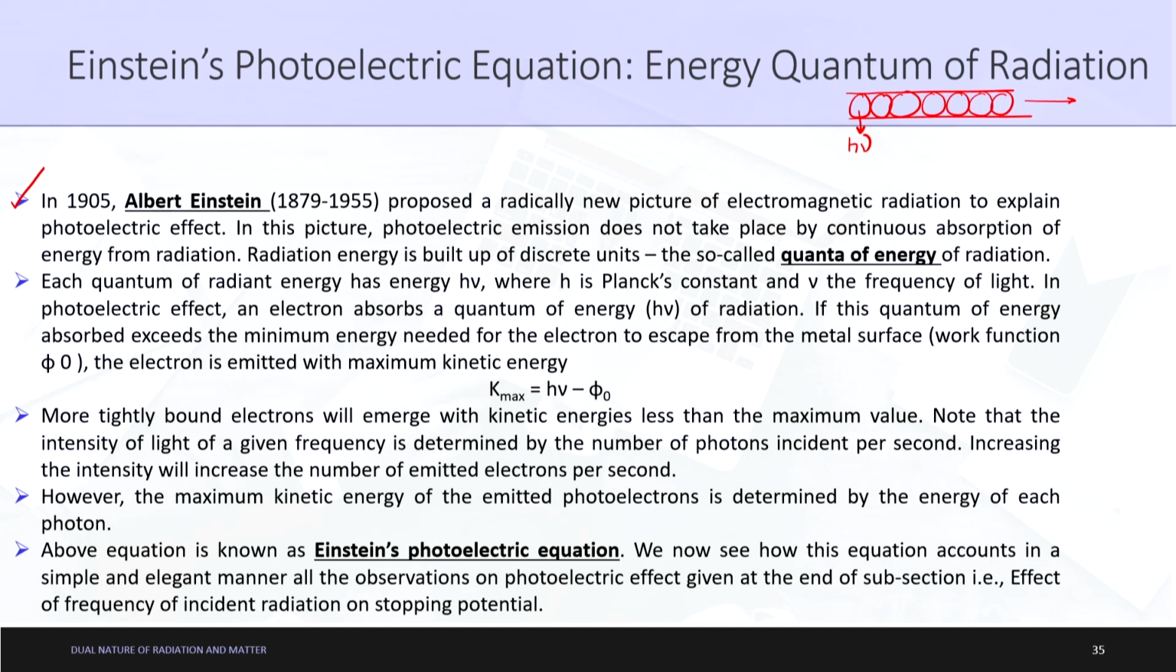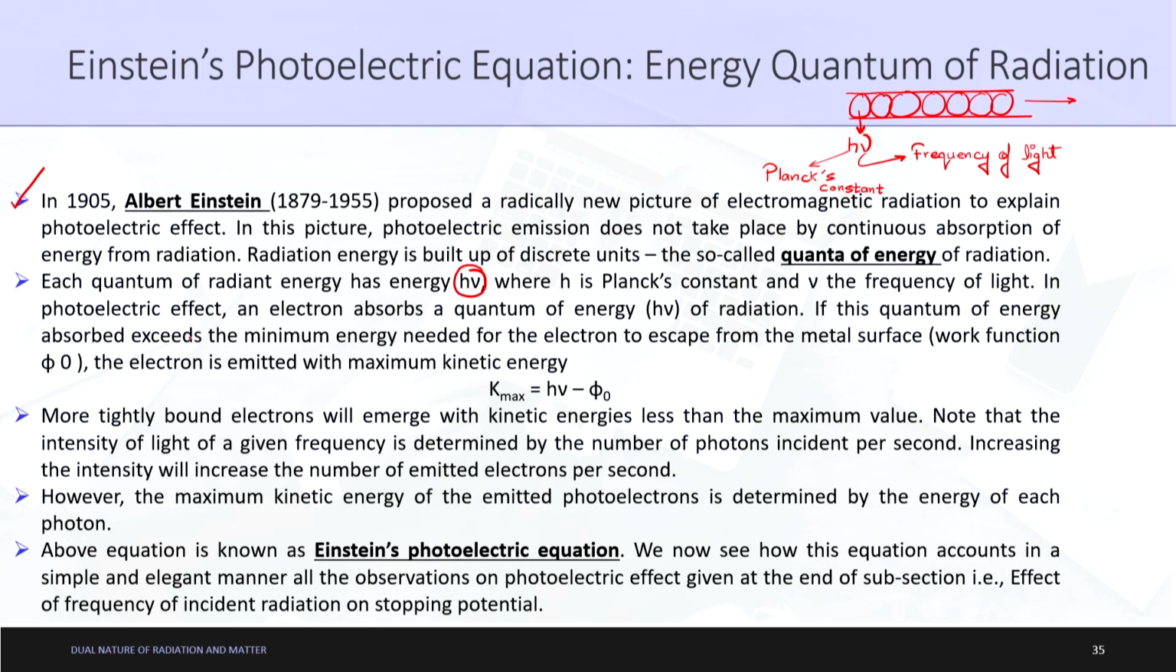Each quantum of radiant energy has energy h nu, where h is the Planck's constant. This you may have heard in your chemistry classes also. So, this is basically Planck's constant. Right, and nu is the frequency of light. Okay. Nu depends upon the different light sources, the different lights which are being input from the source. So, each quantum of radiant energy has an energy h nu, where h is the Planck's constant and nu is the frequency of light.